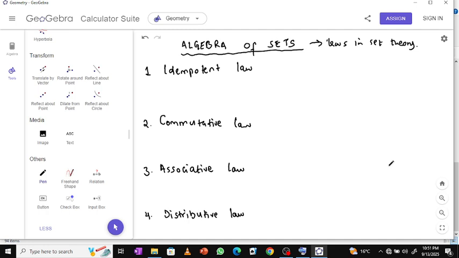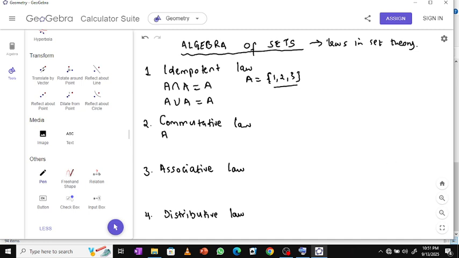Our first law is called the idempotent law, and it states that if you intersect A and A, you're going to get A. And if you get the union of set A with itself, you're going to get A. For instance, let's say set A has elements 1, 2, 3. If you take the union of A by A, you are still going to end up with set A. Same to intersection, you are still going to end up with set A. That's the idempotent law.